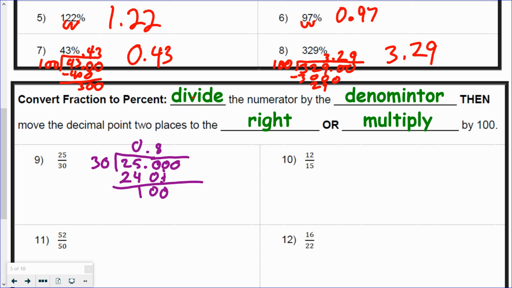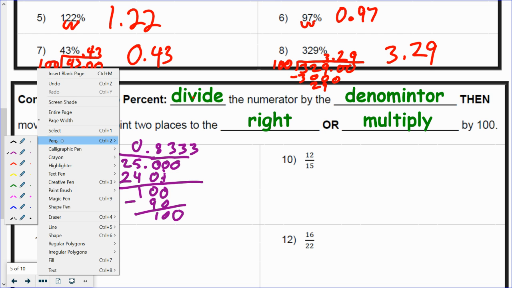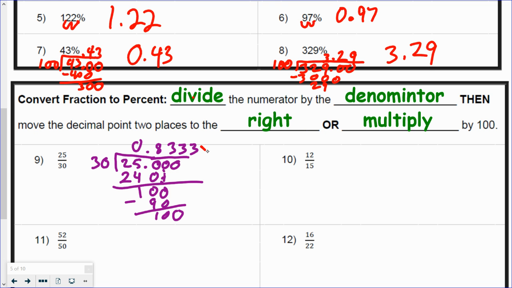Okay, can 30 go into 100? It can. It can go in 3 times, or 90. And then we end up just getting this repeating. We're going to keep getting 100 and having 90. So that is a repeating decimal. We are going to turn this, though, into a percent. Multiply it by 100, and that means my decimal goes 1, 2. So I have 83.3 repeating percent. Remember that line means repeating.